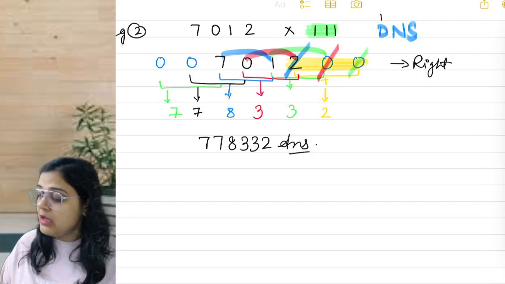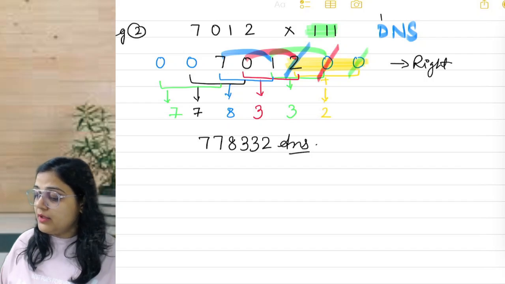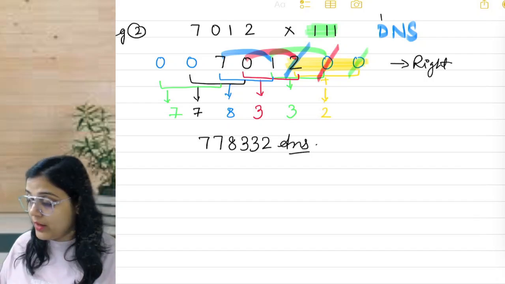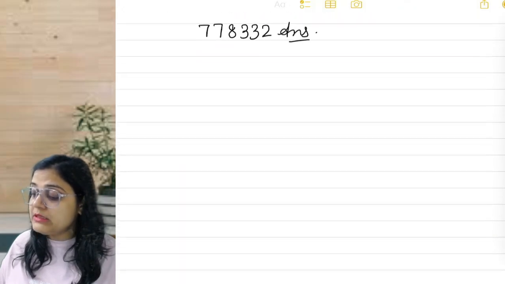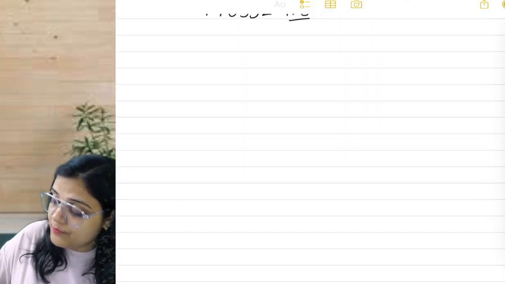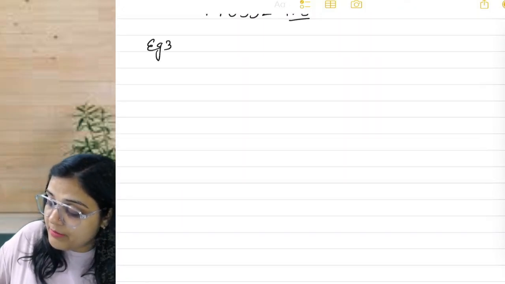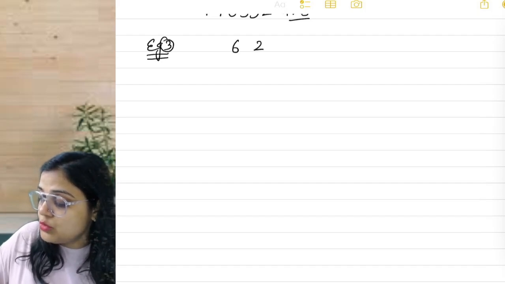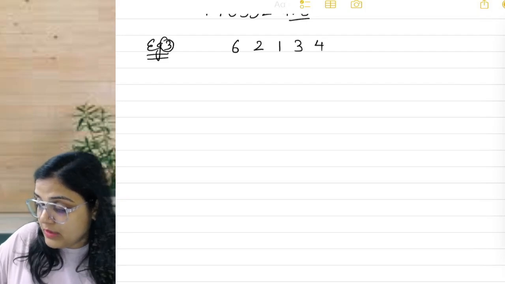Without any further delay, moving to the next example. I'll again take an easier one, but I am increasing the number of digits this time. So in my example number 3, I am taking 62134 multiplied by triple one.